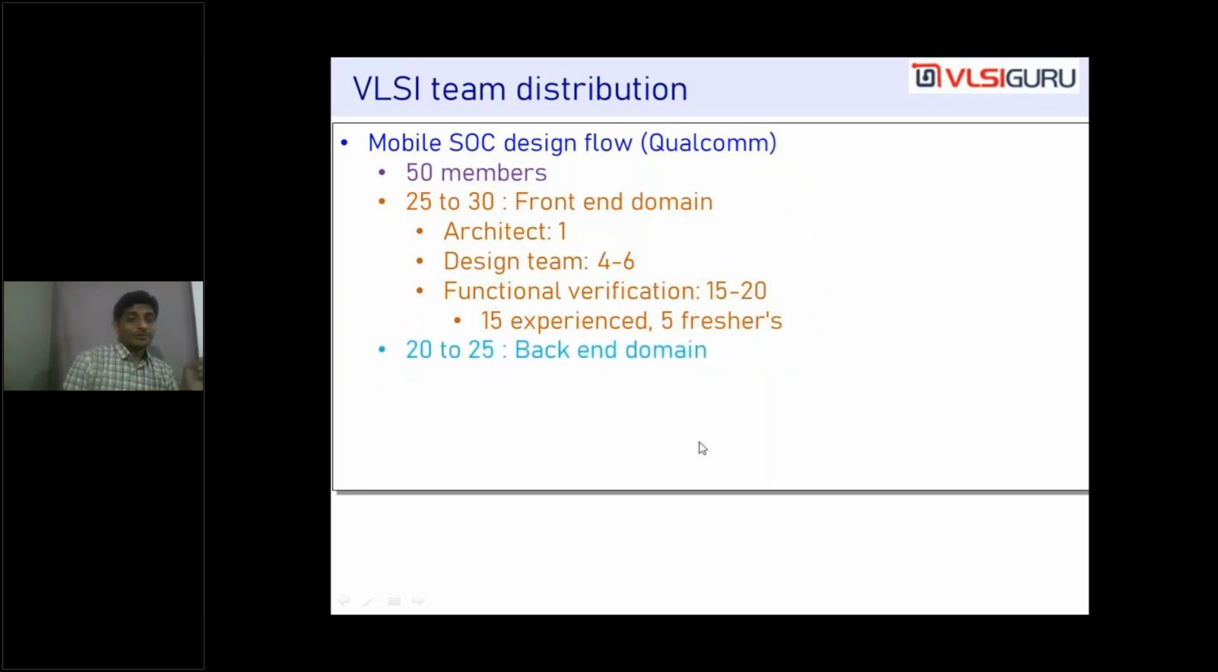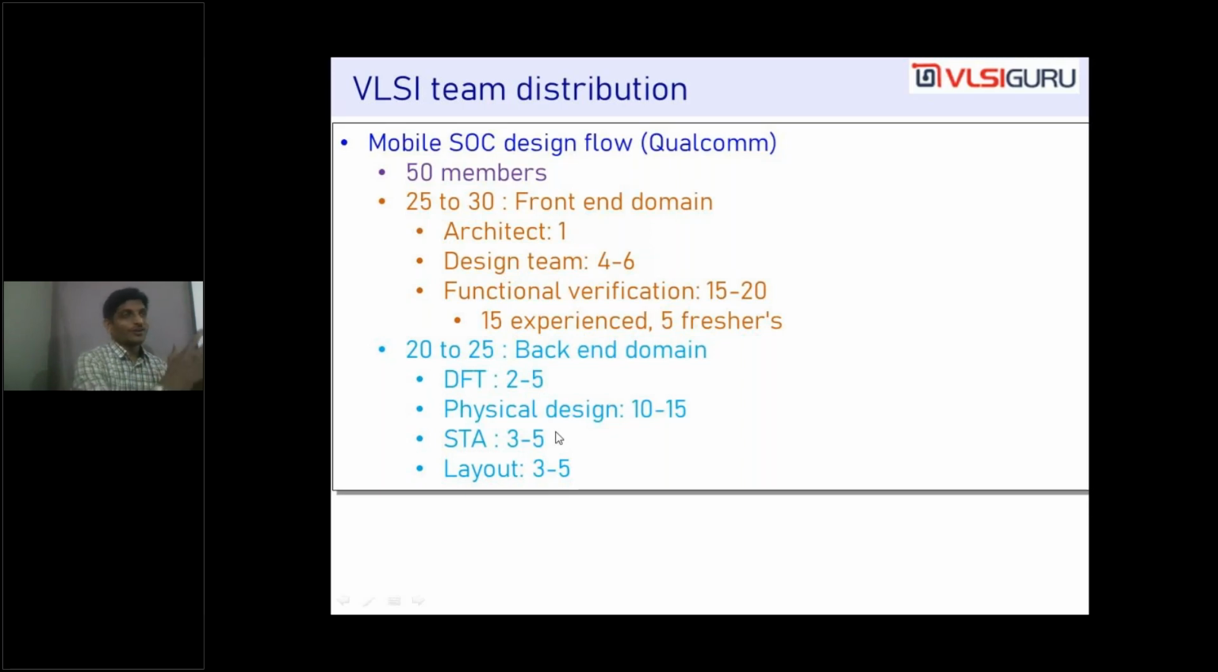Now, how many people will be there in the backend domain? 20 to 25 will be there. DFT will have around 2 to 5 people, 2, 3, 4, 5, like that. Physical design will have 10 to 15 people. STA will have 3 to 5 people. Layout will have 3 to 5 people. Now, totally it roughly adds up to 50 people.